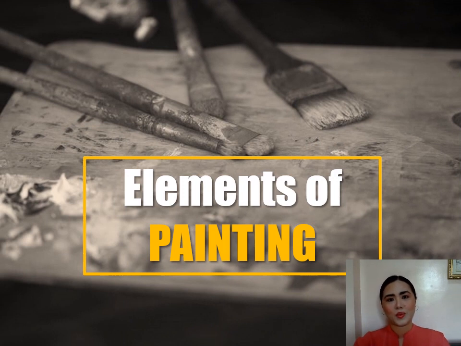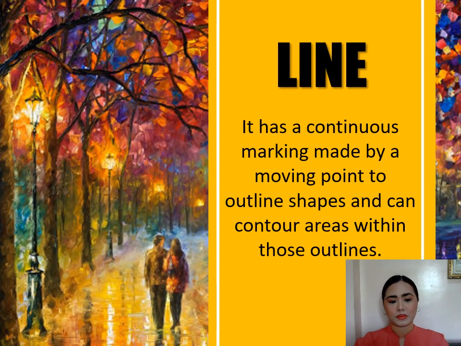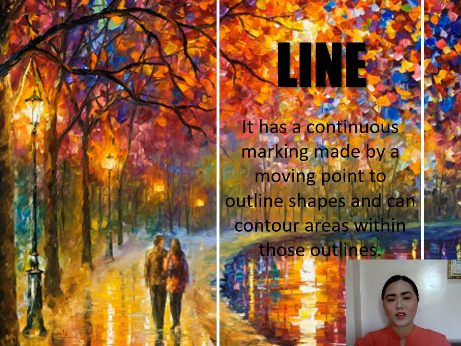Now let us continue with the different elements of painting. The first element is line. Line has a continuous marking made by a moving point to outline shapes, and it can also contour areas within those outlines. Line is considered as the foundation of a painting, for without lines, you cannot create the shapes, and without the shapes, you cannot emphasize the subjects that you can see in a painting.